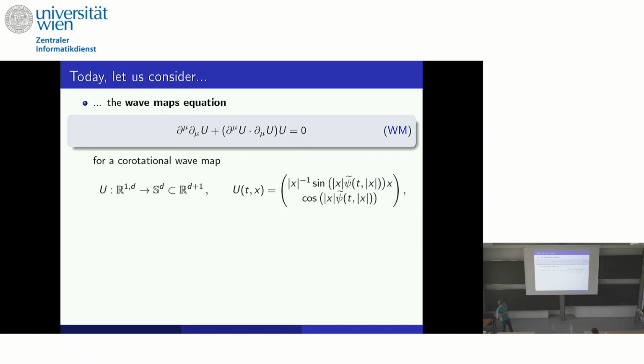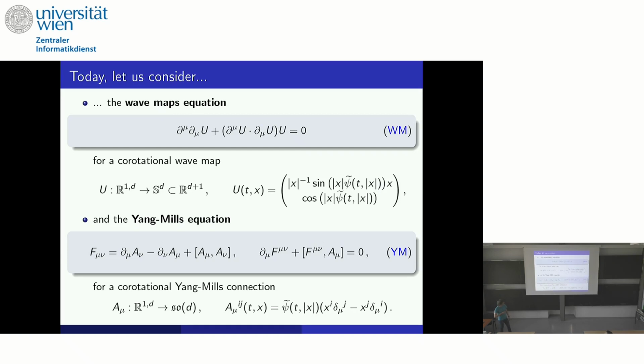We're going to consider this for a special subclass of wave maps, namely the so-called corotational wave maps, which respect the rotational symmetry of the target and the domain. The evolution then reduces to the evolution of this polar angle psi, which is a radially symmetric function, and one obtains a semilinear wave equation for psi under this corotational reduction.